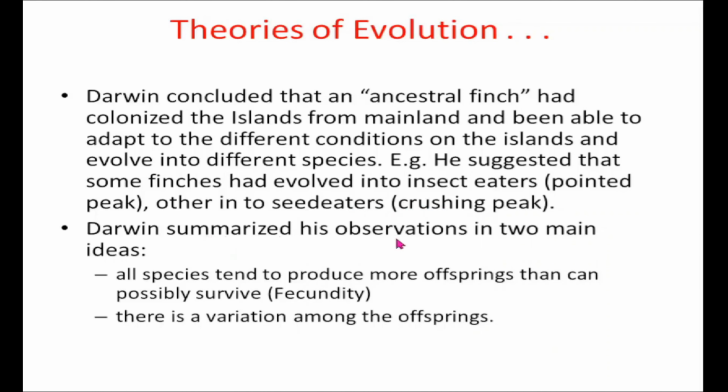Darwin summarized his observations in two main ideas. All species tend to produce more offspring than can possibly survive. That is actually true. We call this fecundity. There is a variation among the offspring. Okay? There is a variation among the offspring from one parent.